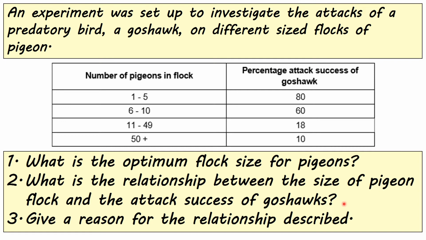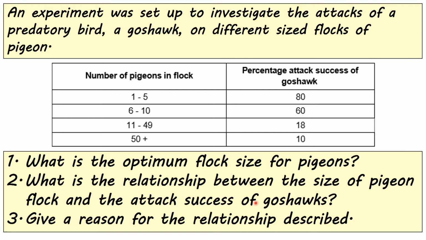This one is really an exam technique question, because it's not difficult, it's just wording your sentence correctly. You should be saying, as the size of the pigeon flock increases, attack success of goshawks decreases. So you're using the words in the question to come up with your answer, and then give a reason for the relationship described.